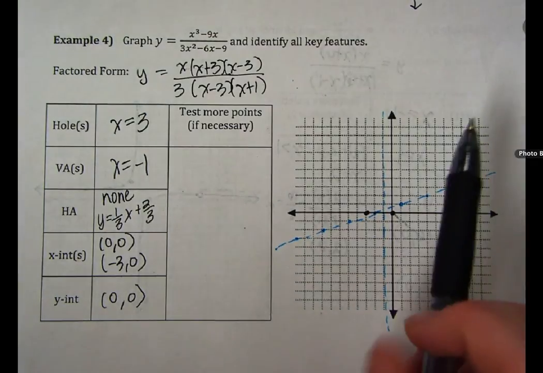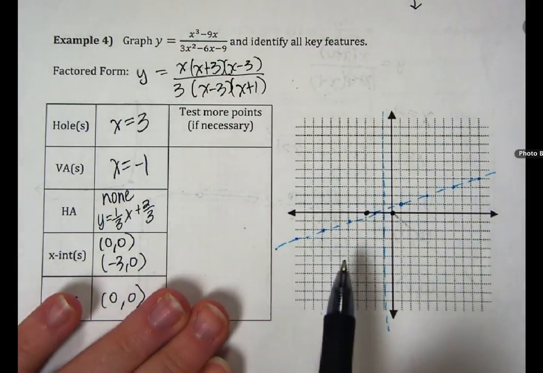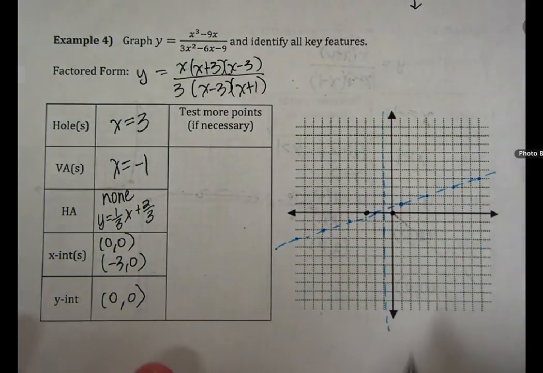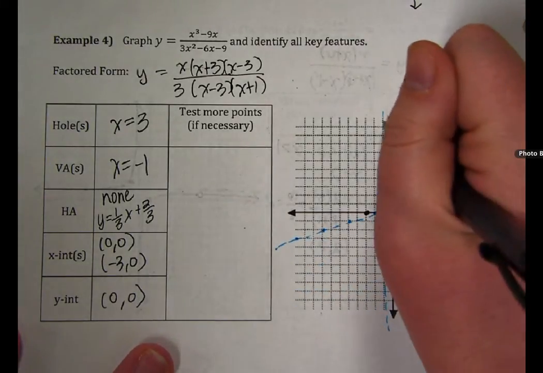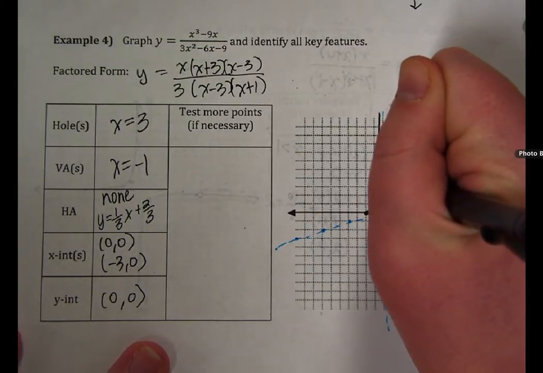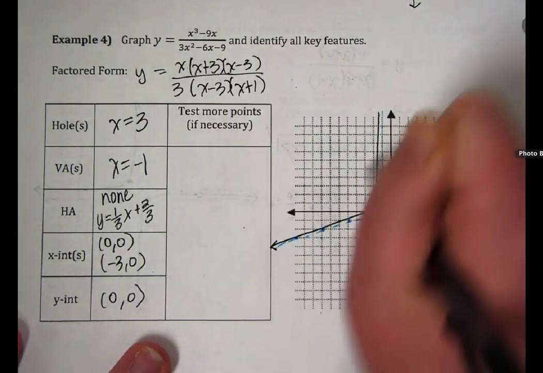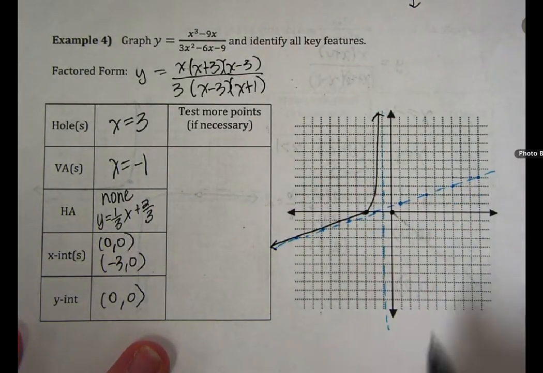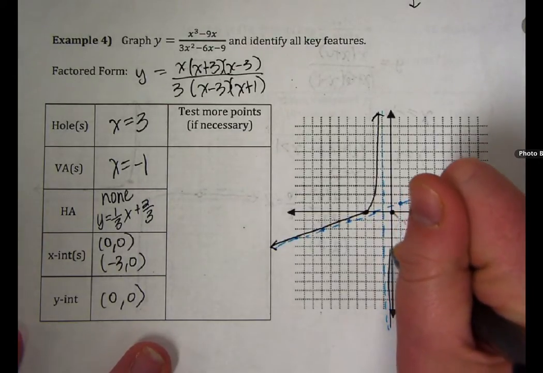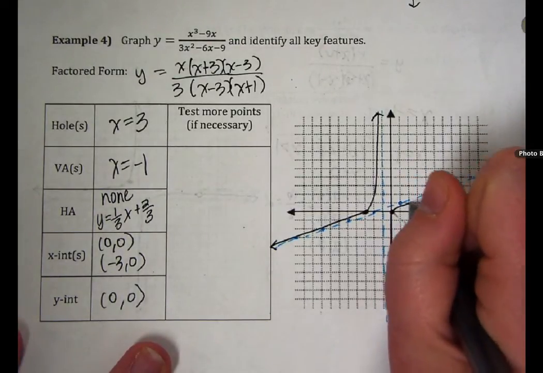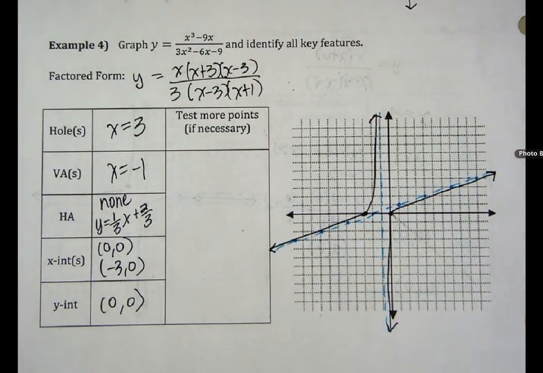And we actually have enough points that we don't need to test anymore. And that's because we have a point located on each side of a vertical asymptote. So on the left-hand side, we have this x-intercept of negative 3. So we know our graph comes down the vertical asymptote, passes through that x-intercept, and then flattens out along our slant. And then on the right-hand side, the graph comes up along the vertical asymptote, passes through the origin, and then continues along that slant. Okay, that's it.